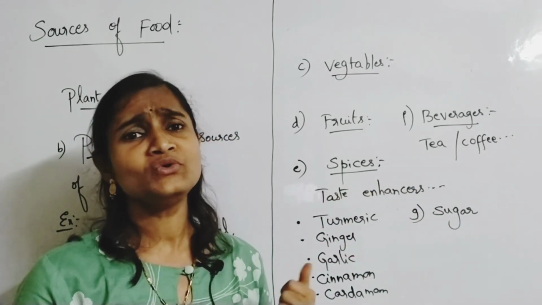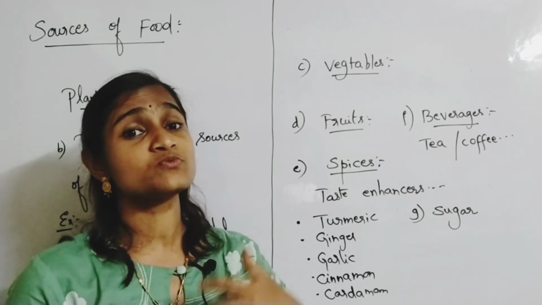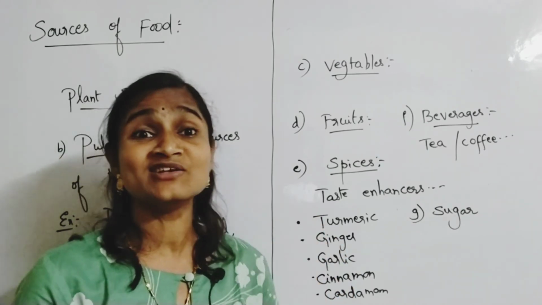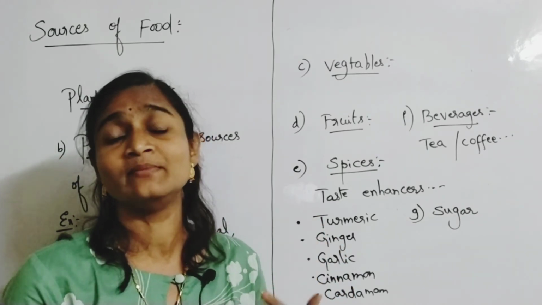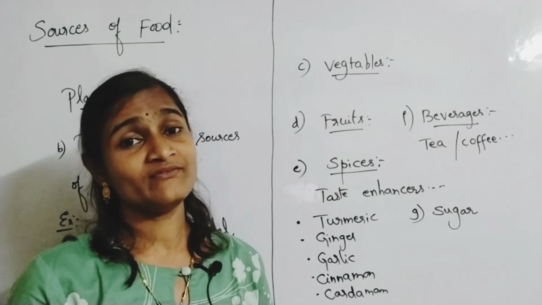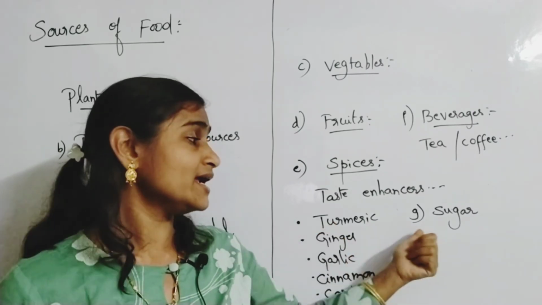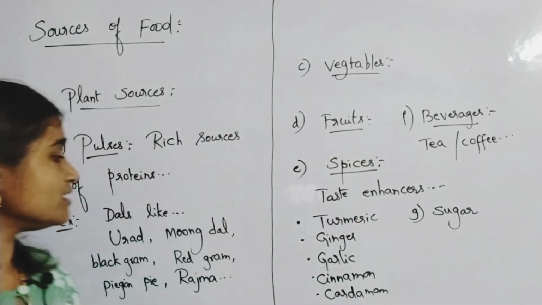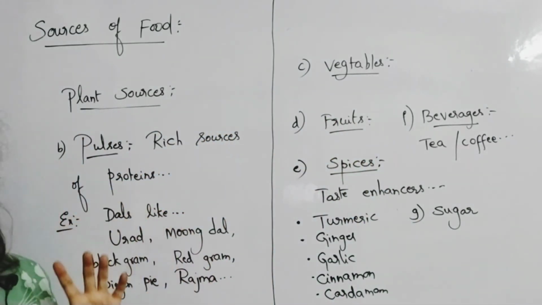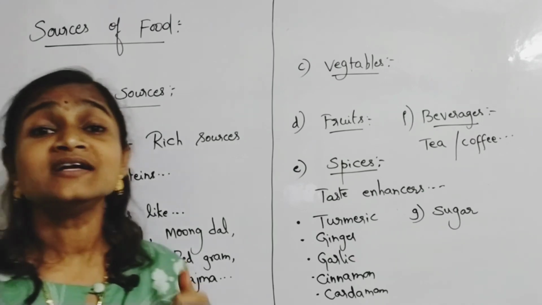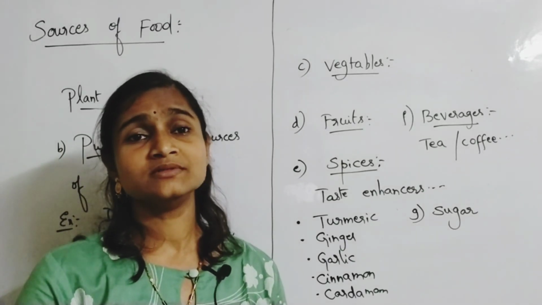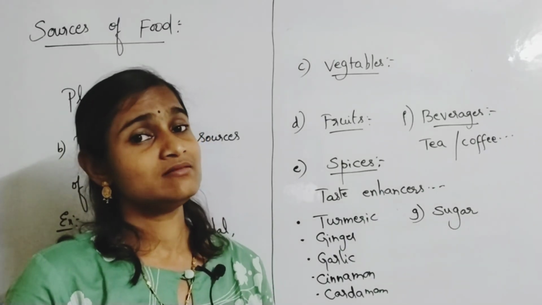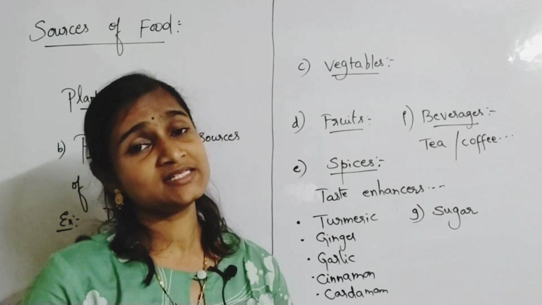You don't know about all these things. So much processing will be there and big industries. Sugar factories will be there, wherein you will be getting sugar from sugarcane. So these are the rich examples of plant sources. This is all I wanted to discuss in this video.